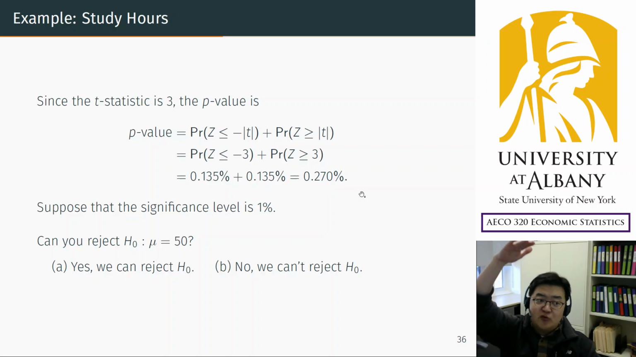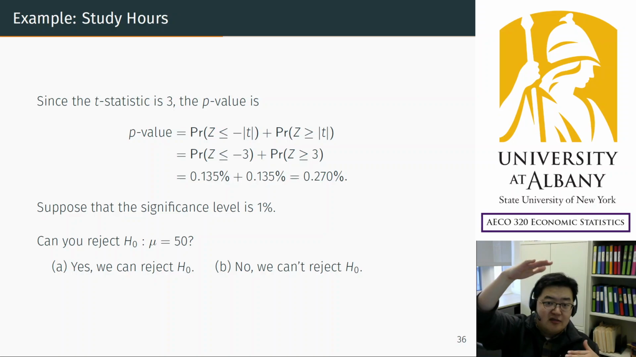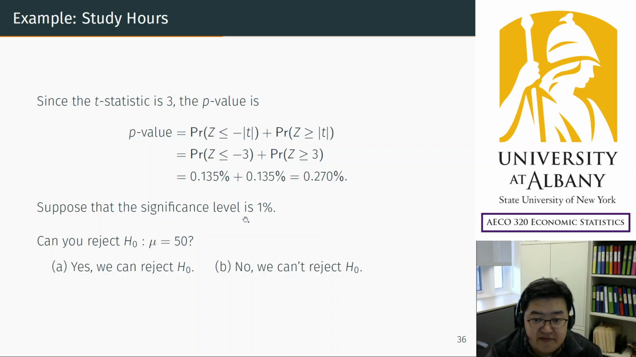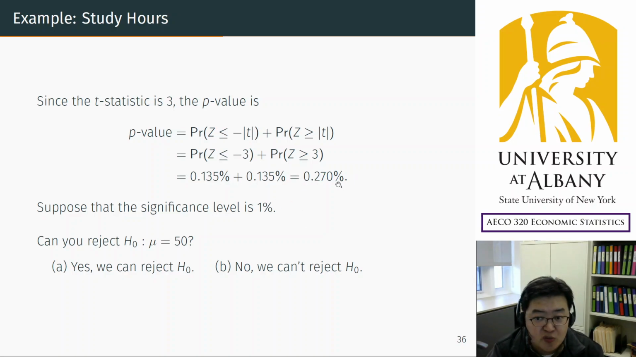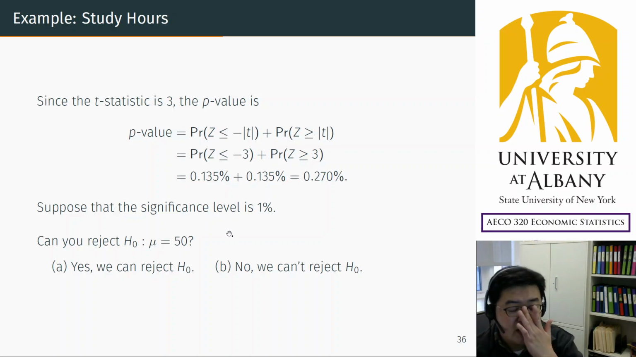0.27% means if you rank the outcomes from the most unlikely to the least unlikely, I mean most likely, then what you observe is a very unlikely outcome, a top 0.2% unlikely outcome. So if your significance level is 1%, that means you are going to reject the top 1% unlikely outcomes, to which your observation belongs, right? So you have to reject it. Your outcome is too unlikely, so you are going to reject it, right?